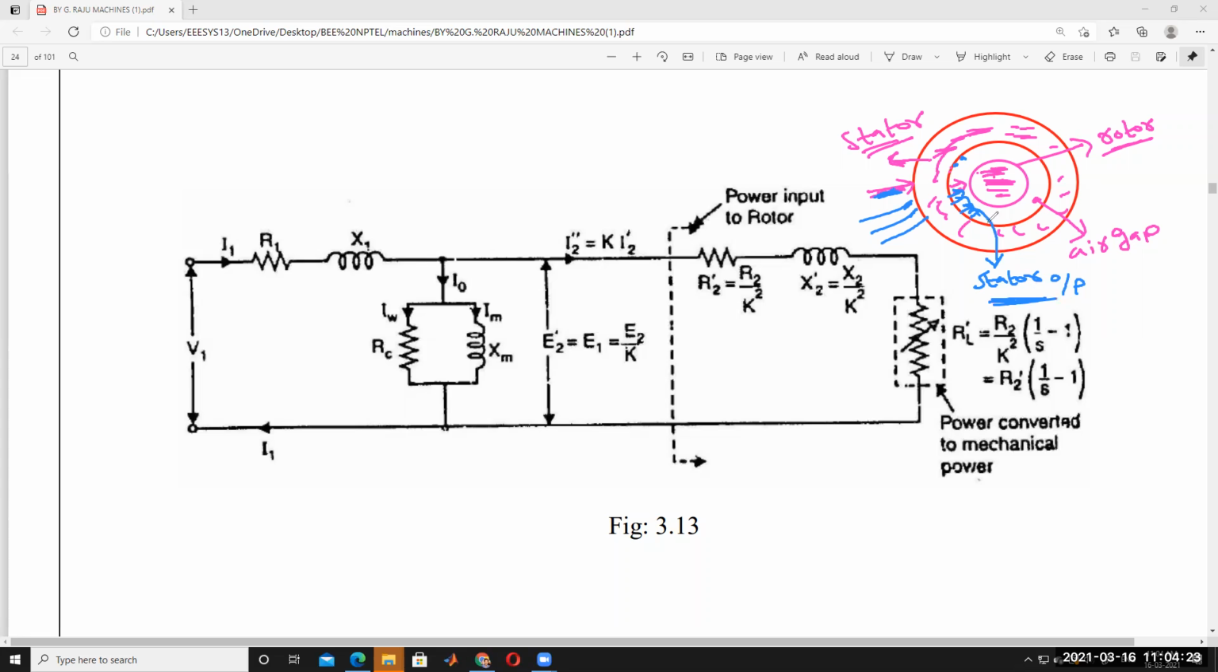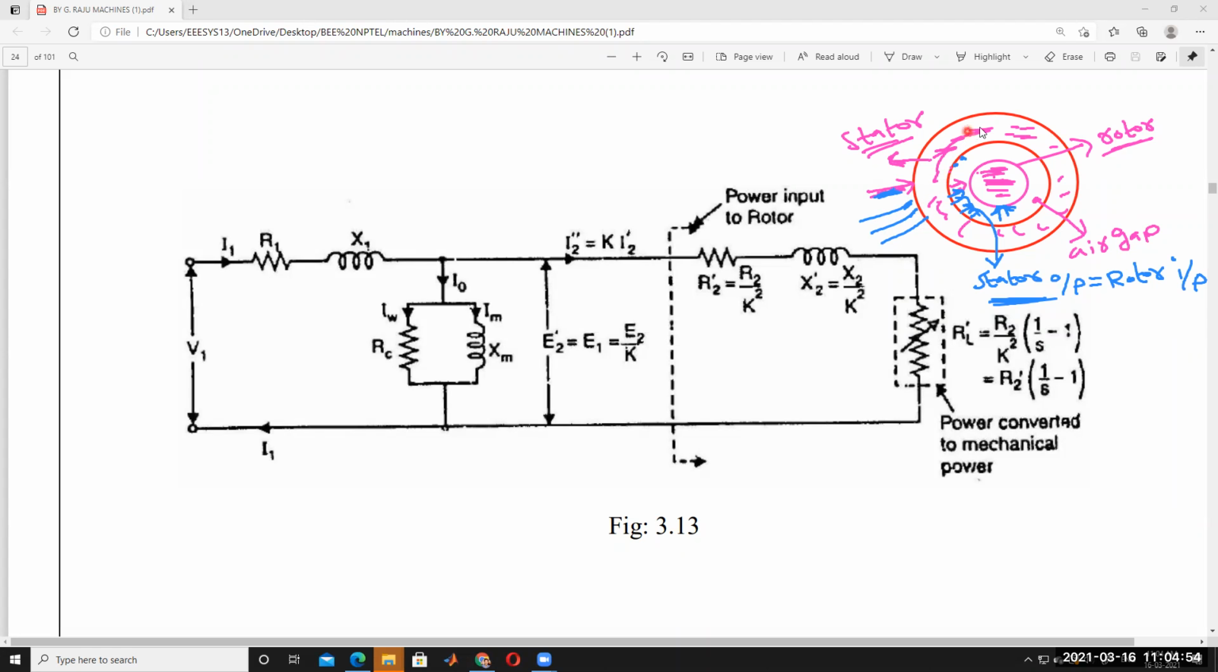Otherwise, it is also called rotor input. This power is transferred by the induction principle into the rotor. Stator output is also called rotor input. Understood? Stator output power and rotor input power are both the same. So stator input power is the three-phase supply.